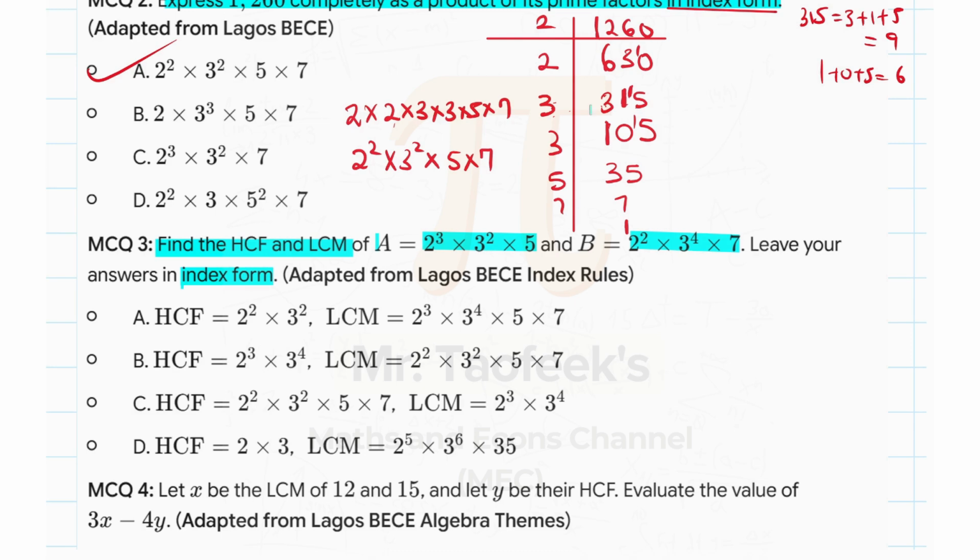So what do you need to do instead? I'll show you, and that's why Mr. Taufik is here with you today. So let's write out the numbers again to make perfect sense. A is going to be 2 to the power of 3 times 3 to the power of 2 times 5. And then B, we have 2 to the power of 2 times 3 to the power of 4, and then times 7.